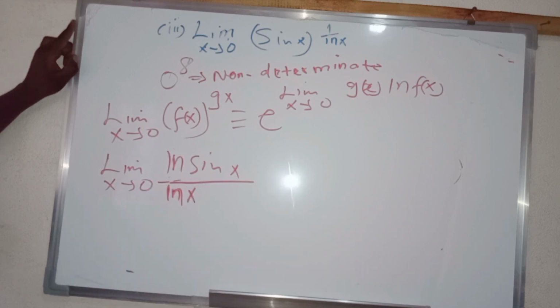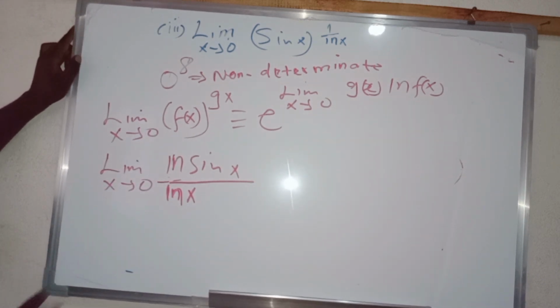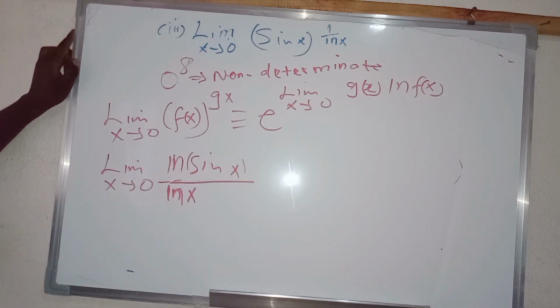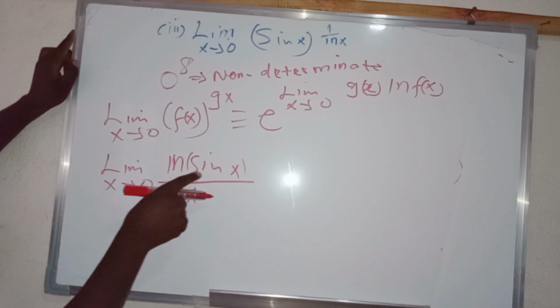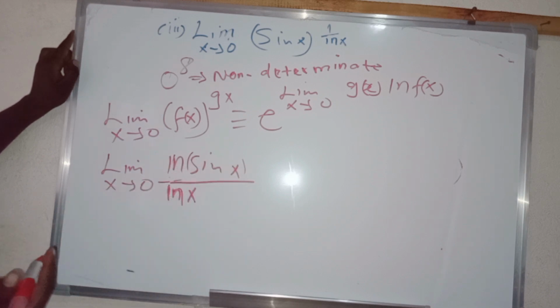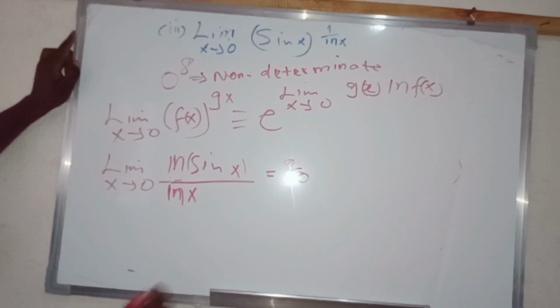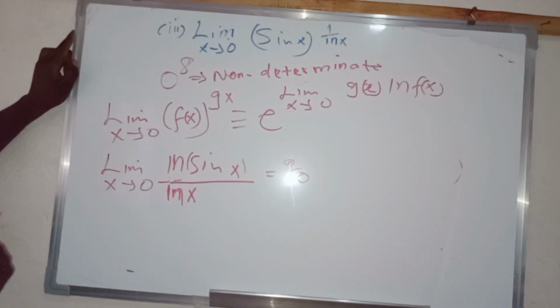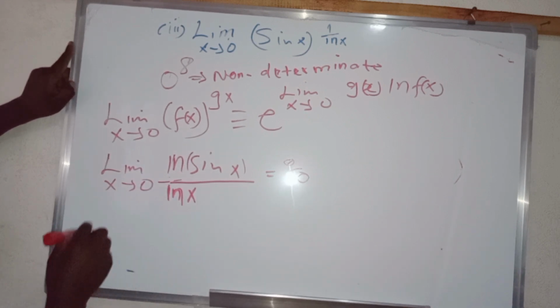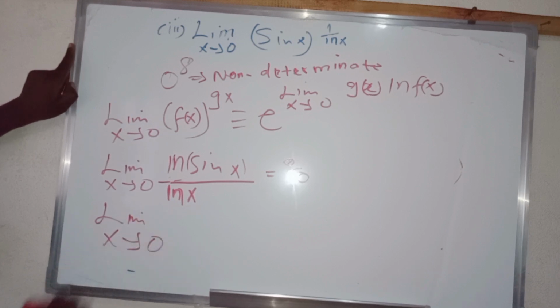So you check whether this will give you the required solution: natural log of sin x divided by natural log of x. Put the value of x to be 0. Natural log of sin x, sin 0 is 0, natural log of 0, that is 0 divided by 0. This again is in non-determinate form. You make it determinate by differentiating the numerator and denominator separately.